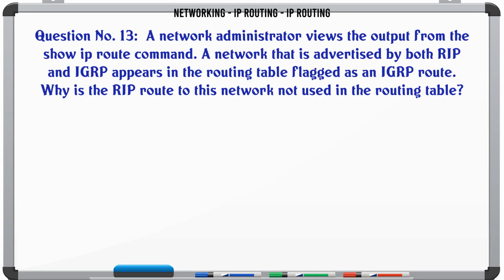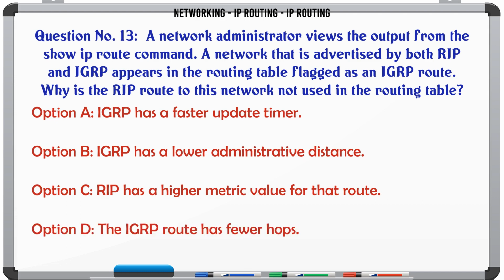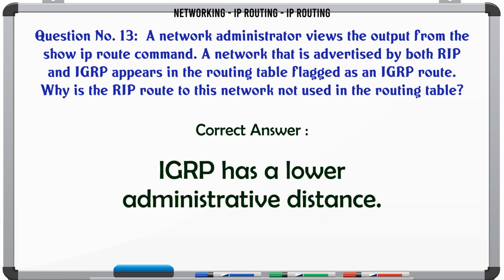A network administrator views the output from the show IP route command. A network that is advertised by both RIP and IGRP appears in the routing table flagged as an IGRP route. Why is the RIP route to this network not used in the routing table? A. IGRP has a faster update timer. B. IGRP has a lower administrative distance. C. RIP has a higher metric value for that route. D. The IGRP route has fewer hops. The correct answer is IGRP has a lower administrative distance.